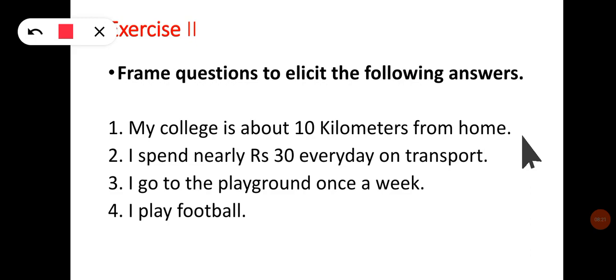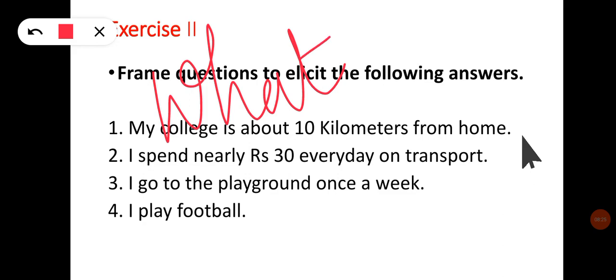Next one, I play football. What do you play? Here you can directly go with what question. What do you play? I play football.